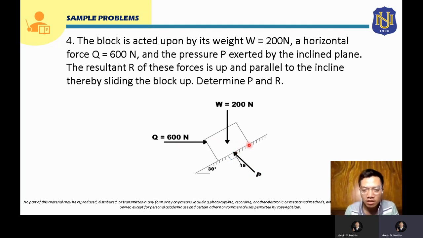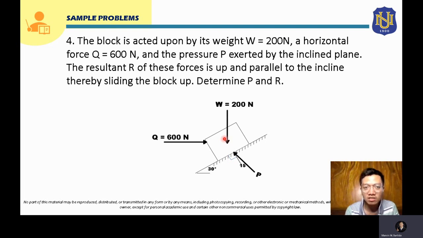So this force P is inclined. If you are going to put here a line perpendicular to this inclined plane, there is still a 15 degrees inclination from that. P has 15 degrees inclination from that perpendicular line drawn here. So now these forces will actually meet at a common point. If you extend their lines of action, they will meet at this common point. So this is a concurrent force system.